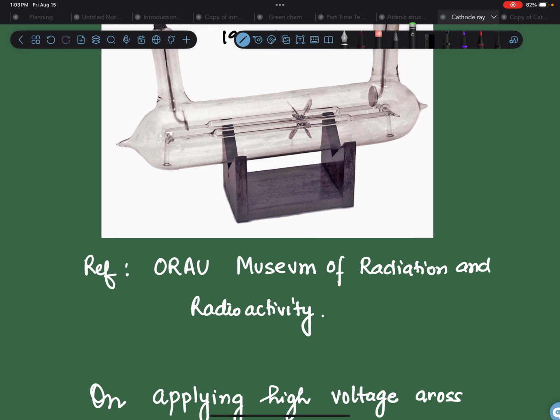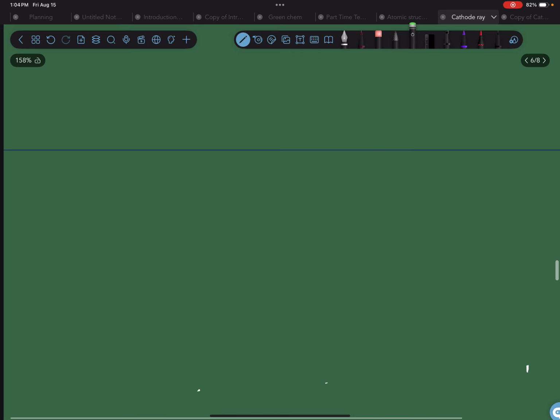But later on, by calculations, J.J. Thomson concluded that the radiations do have momentum, but that momentum is not enough to move this paddle wheel towards the anode. This movement is actually because of the radiometric effect, which comes from the heat generated by the cathode rays when they interact with the air, which pushes it to that side. That's it.